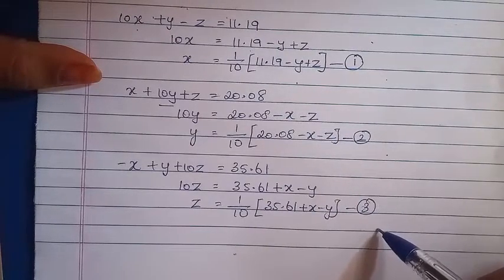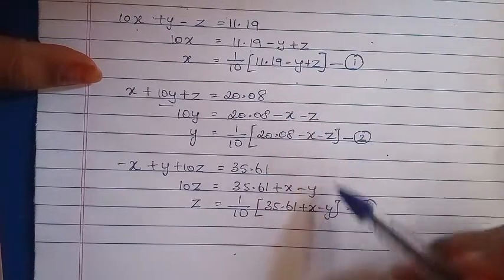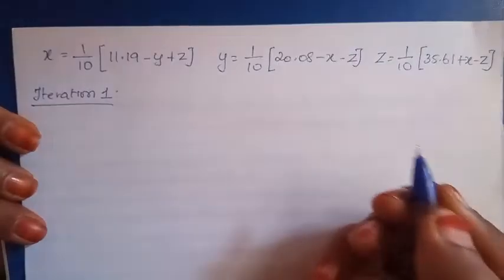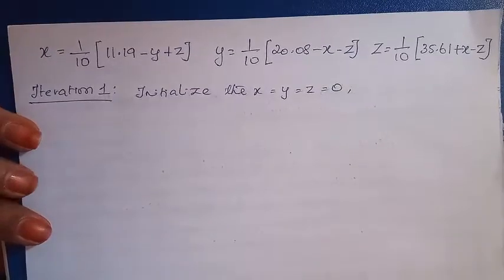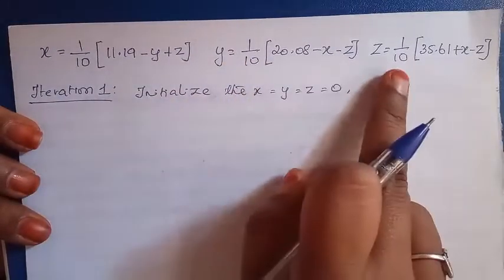The next step is to initialize the value of x, y and z to 0. In iteration 1, let us initialize the value of x, y and z to 0. We know these are equations 1, 2 and 3.